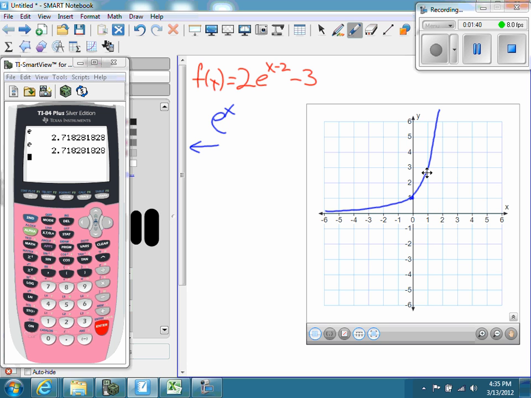I start from left to right. There's no negative sign, so I don't have to worry about flipping it over the x-axis, but I have a 2. So where x is equal to 0, instead of f of x being equal to 1, it's going to be equal to 2. 2 times e to the x. And where x is 1, instead of 2.718, what would that be? Times 2, 5.4 something?